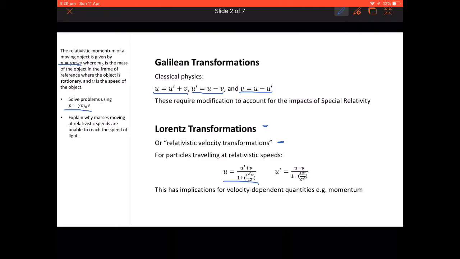Similarly, the velocity in reference frame B is equal to the velocity in reference frame A minus the relative velocity between the two reference frames, and then that number divided by 1 minus the velocity in reference frame A times the relative velocity divided by the square of the speed of light. These alterations have implications for velocity-dependent quantities, so for example, momentum.